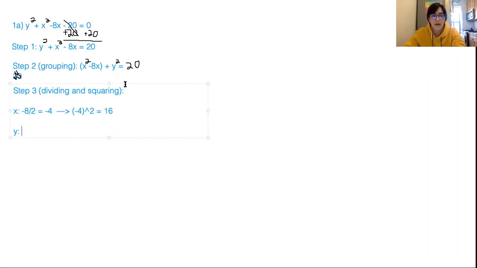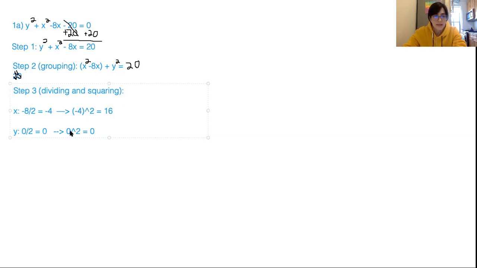For y, I don't have anything associated with a variable that's not squared. I only have y squared. So that's 0. I can still do this step out. 0 divided by 2 is 0. And 0 squared is 0. If I had something to group in parentheses with this y up here, the same way I did for x, I would use that number here instead of 0.